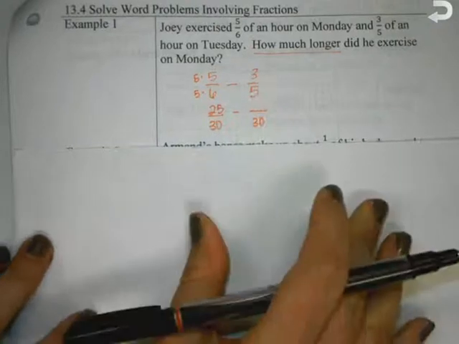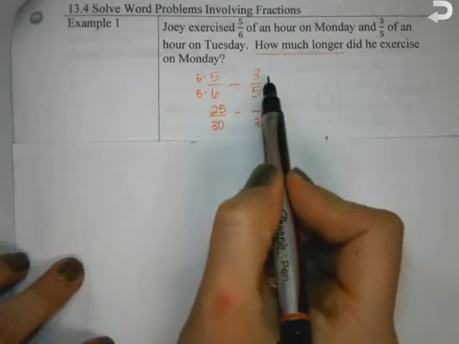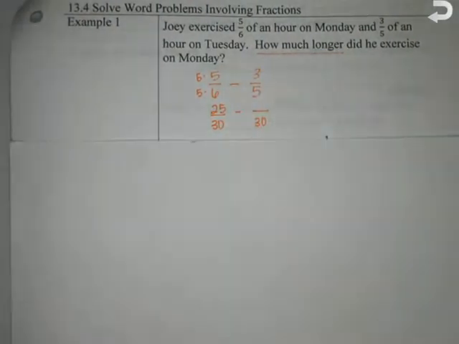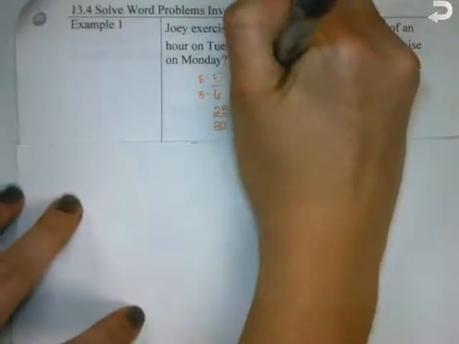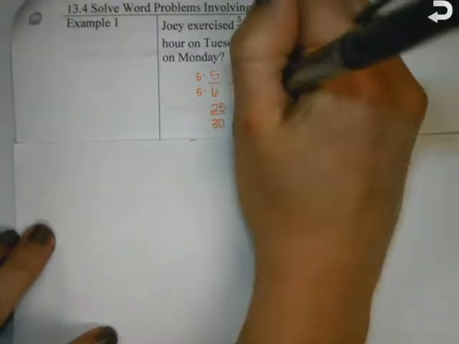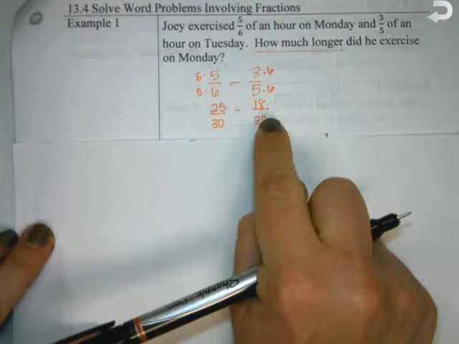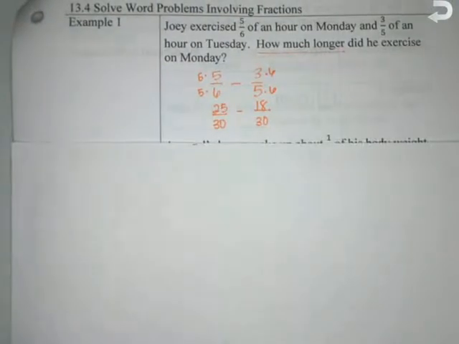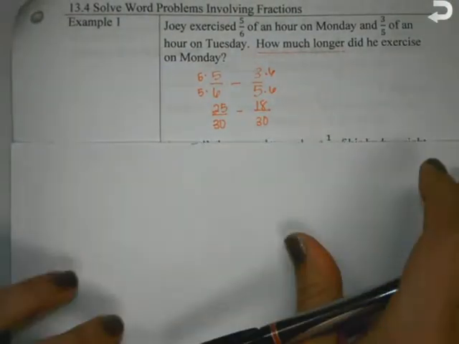Okay, Maria, what do I multiply the second fraction by? 6. Good, 6. So I multiply the top and bottom by 6. Make sure you're writing in there what you're multiplying by, please. 3 times 6 gives me 18. 5 times 6 gives me 30, which is what we wanted. Am I ready to go? Yes, I am. Aaron, what do I do next?